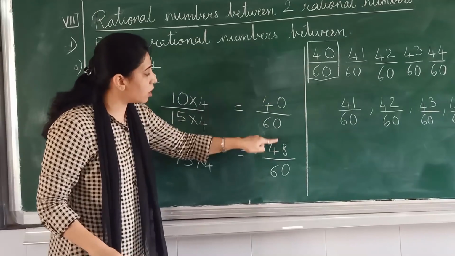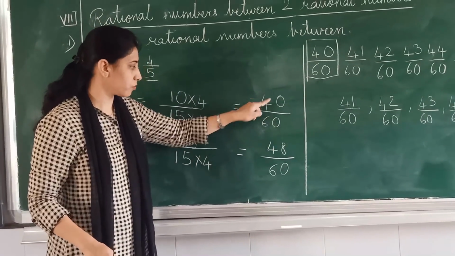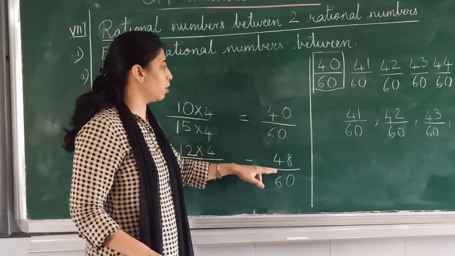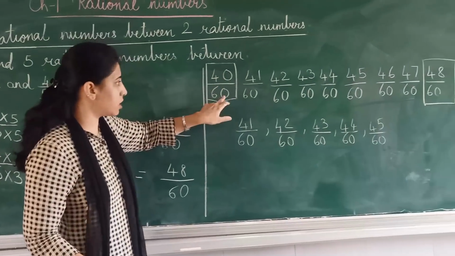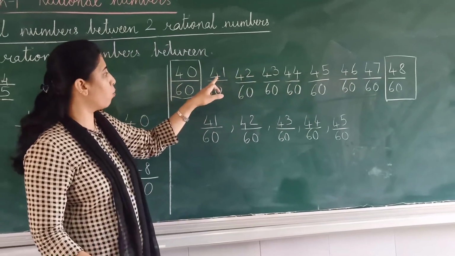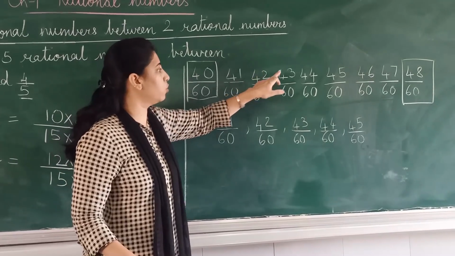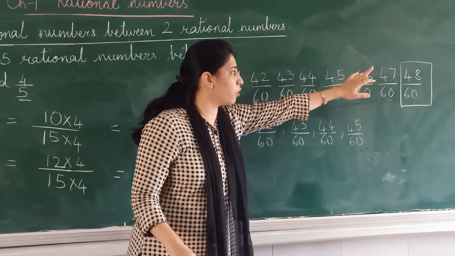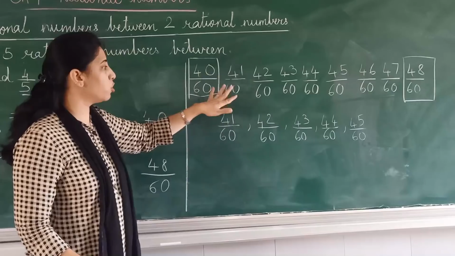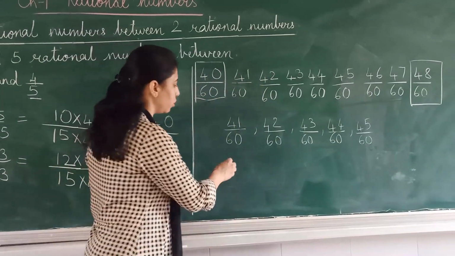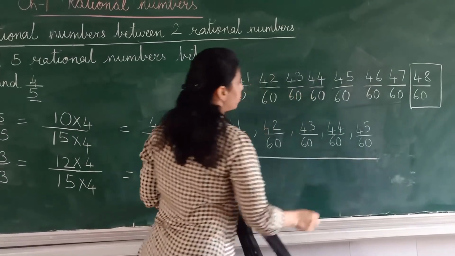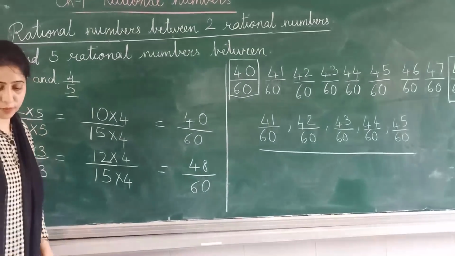Now list the rational numbers between these two rational numbers. So 40 upon 60 and 48 upon 60. 41 upon 60, 42, 43, 44, 45, 46, 47. And from this we have to choose 5 rational numbers. So these are your 5 rational numbers. These are 2 rational numbers.